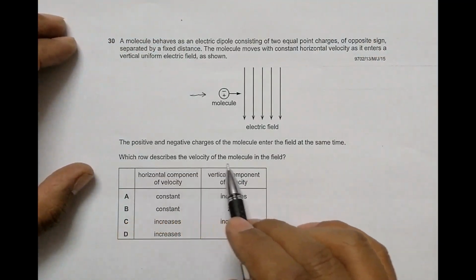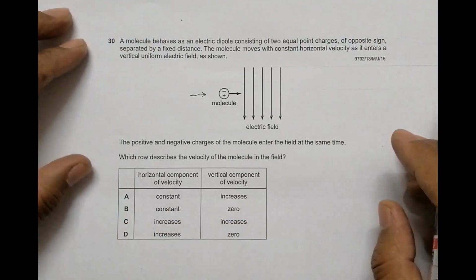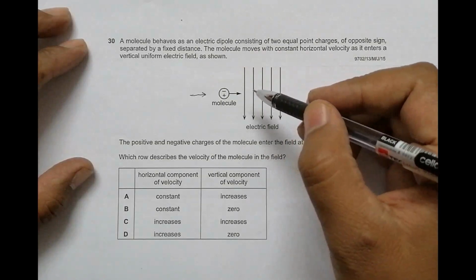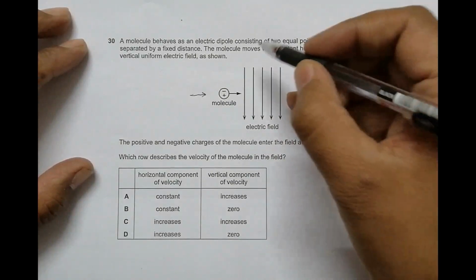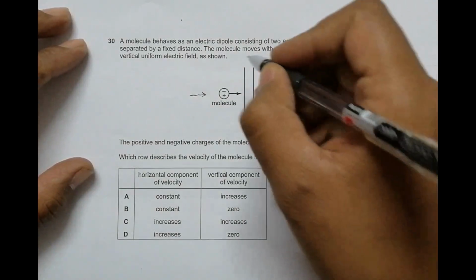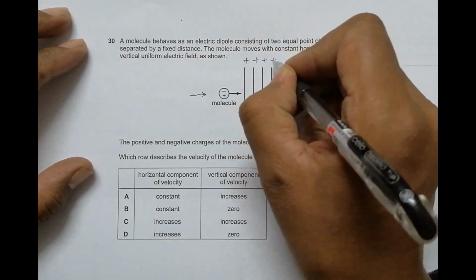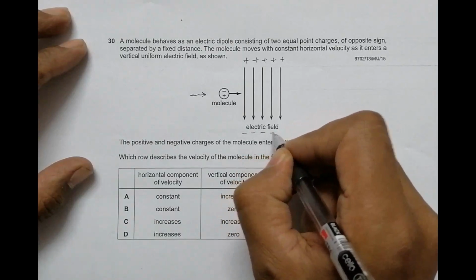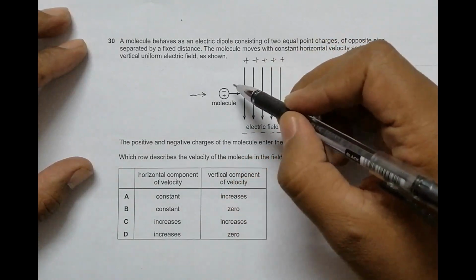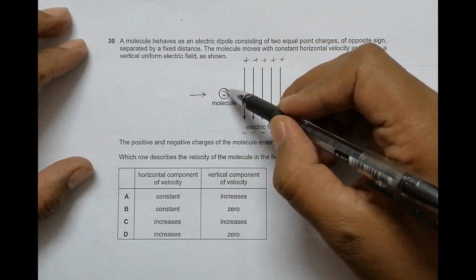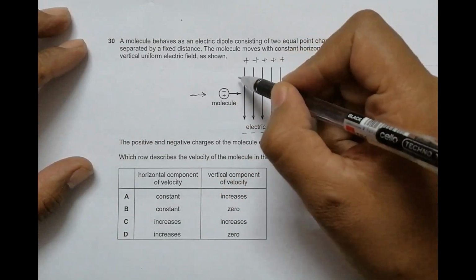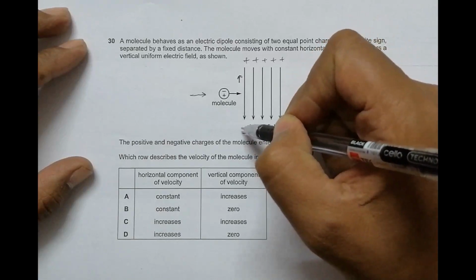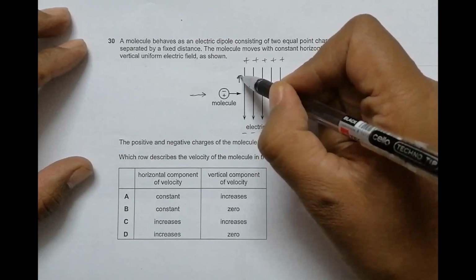Which row describes the velocity of the molecule in the field? So we have to find what happens to the velocity. Since the electric field is like this, here we have got positive charges, and here we have got negative charges. Now when this enters, the negative charge will feel an attractive force here, and repulsive from here. So the resultant force will be here. This is for the negative charge.